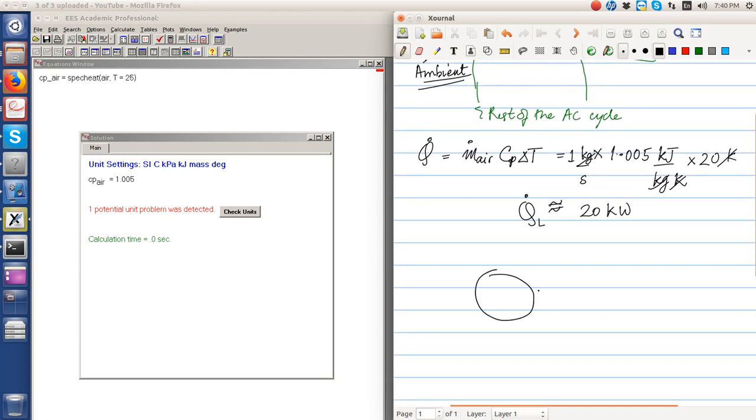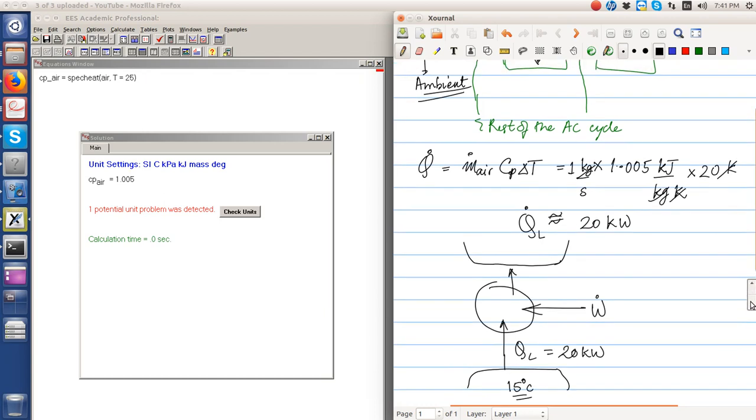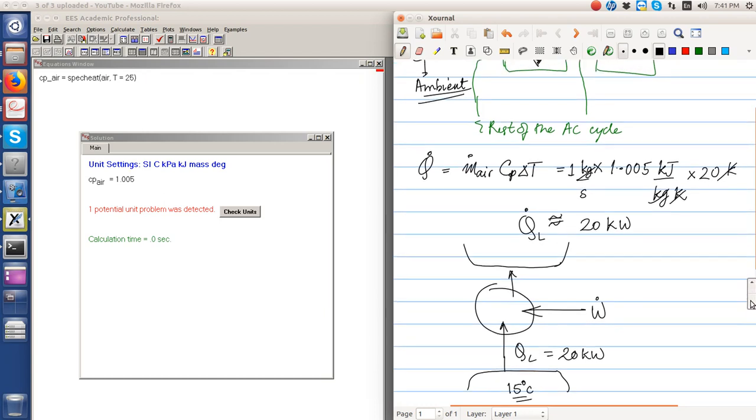So if we just focus on the cycle, there is some work input to the air conditioning system. It is extracting an amount of heat equal to 20 kilowatt. It is giving something to the ambient. Clearly, for the cycle itself, we can assume that this heat is being extracted at 15 degrees Celsius, which is not the case, and heat is being exited at 35 degrees Celsius.